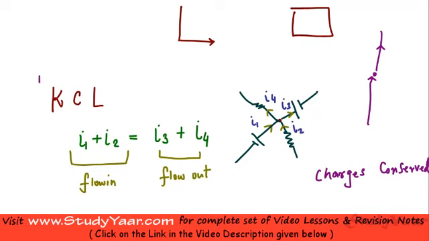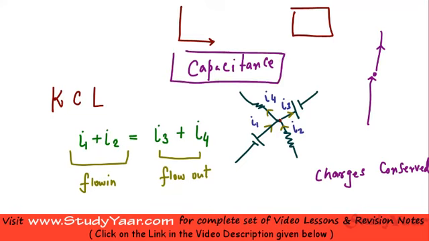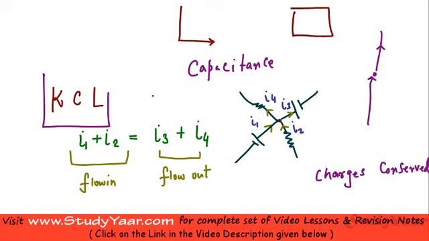Just realize this is only applicable to your DC circuits. When you have AC circuits, especially when you have capacitances, then this particular law is not applicable. Your charge would be stored in your capacitors, so at that time your KCL is not applicable. Anyhow, we are only concentrating on DC circuits in this study, so we are going to assume that KCL is being applied only to DC circuits.